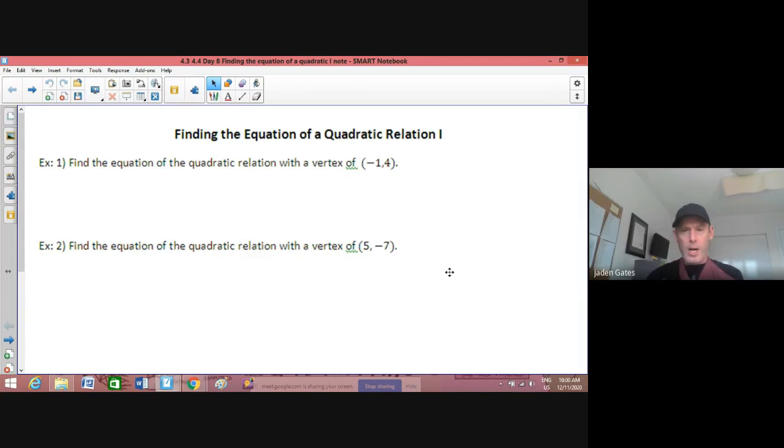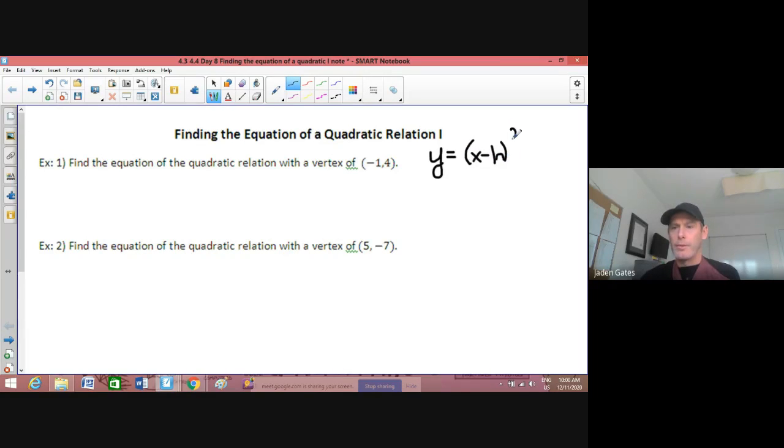All right, so again, back into quadratics. And as I was talking about earlier this morning, every quadratic equation can be written in the form y equals (x minus h) squared plus k. Now, we can not only graph these equations, but we can actually find the equation. Again, the key spot here is if you know the vertex. So in this case, find the quadratic equation with a vertex of (-1, 4).